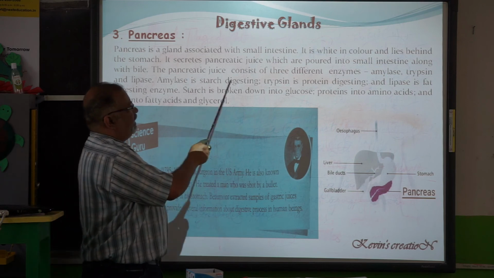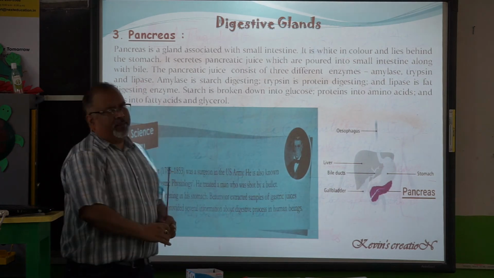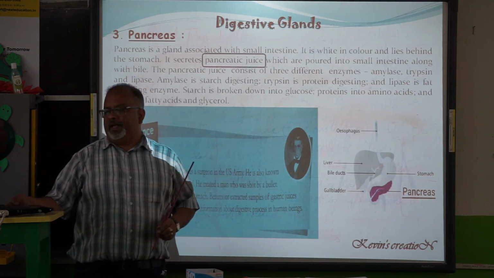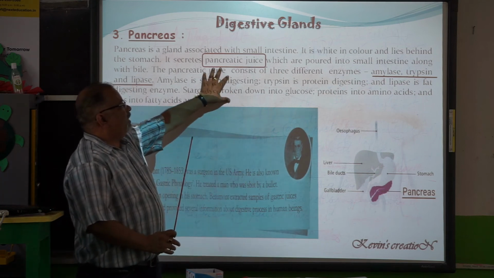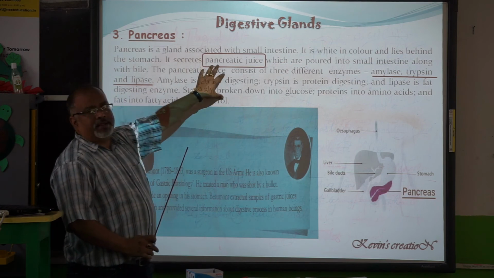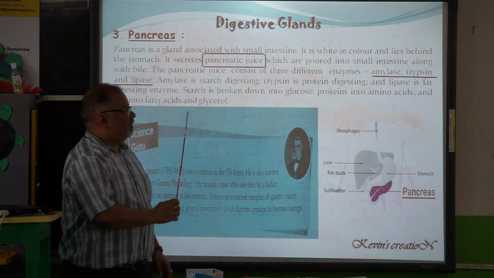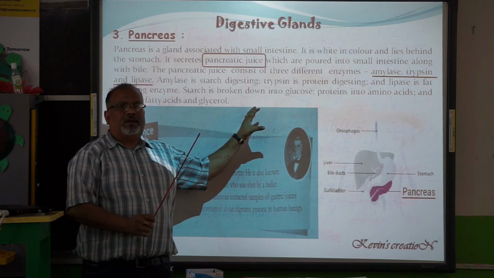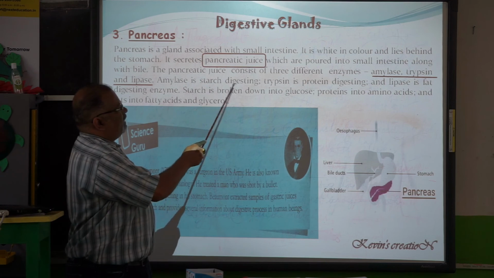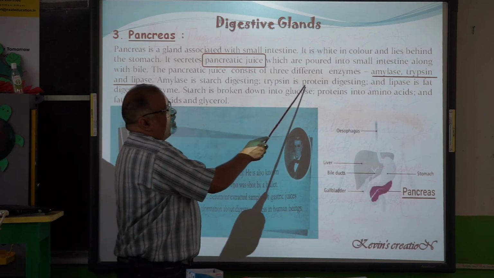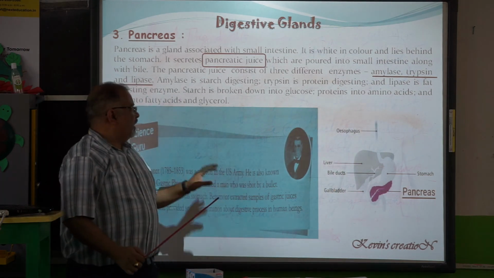Now the pancreatic juice contains three enzymes: amylase, trypsin and lipase. So pancreatic juice contains three enzymes. This you have to remember. Pancreas secretes pancreatic juice which has got three enzymes: amylase, trypsin and lipase. And all these three help in digestion of food. Amylase is a starch digesting enzyme. Trypsin is protein digestive enzyme and lipase is fat digesting enzyme.